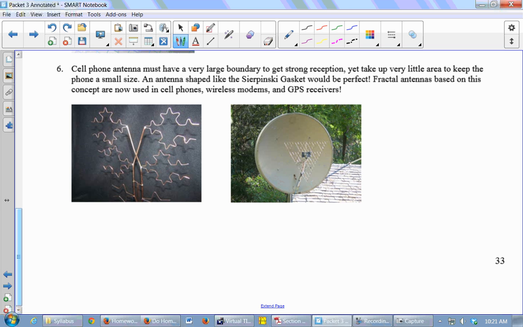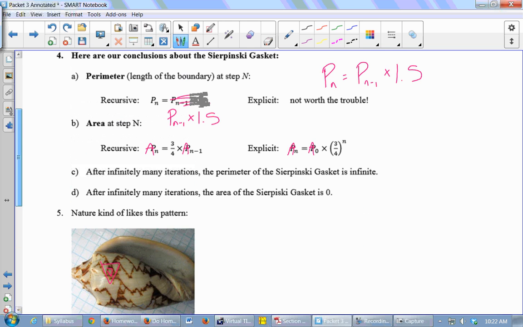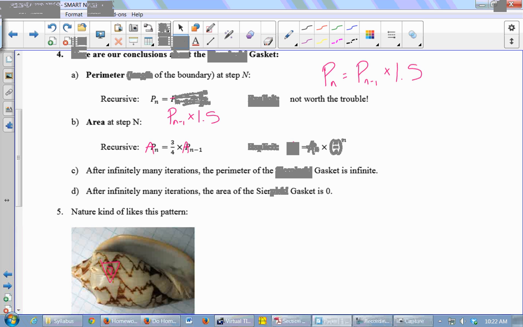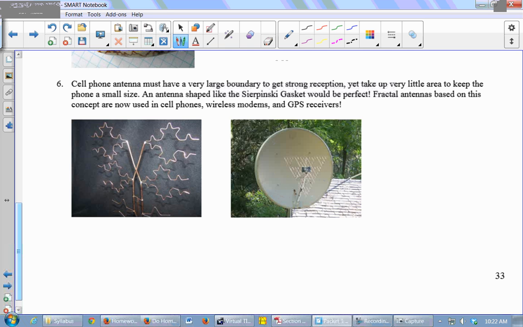Cell phone antennas and all kinds of antennas have to have a very large boundary in order to get signals clearly, but take up very little area, right? Because we have these teeny tiny phones. So a fractal is the perfect thing because the more iterations you do of the Sierpinski triangle, the longer the perimeter and the smaller the area, right? So we actually use these things as antennas. Here is a picture of an antenna shaped like a Sierpinski gasket.